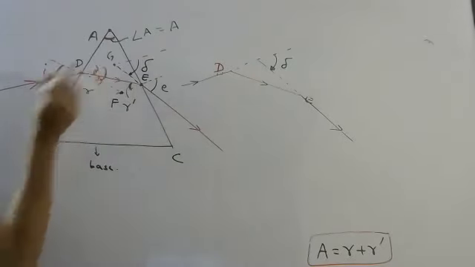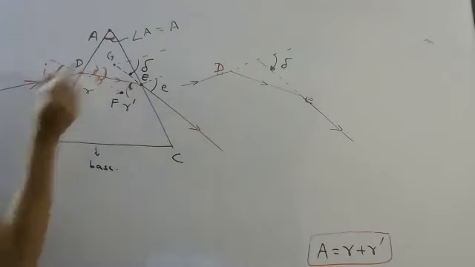Remaining will be I minus R, right? This is I. Opposite will also be I. Out of this much I, this much is R. So remaining will be I minus R. So this angle will be I minus R.